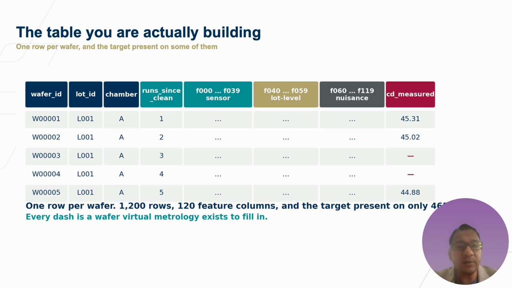Every dash is a wafer that ran and has a full set of features and has no measurement. Every dash is a row that virtual metrology exists to fill in. That is the whole supervised learning setup. Rows with the label train the model. Rows without labels are what you built it for.